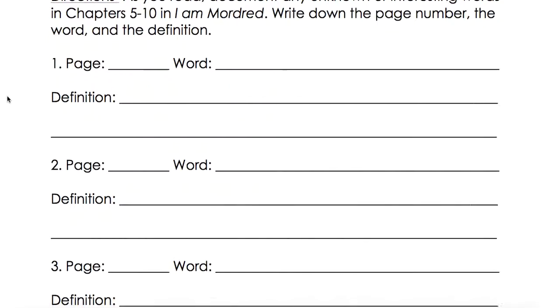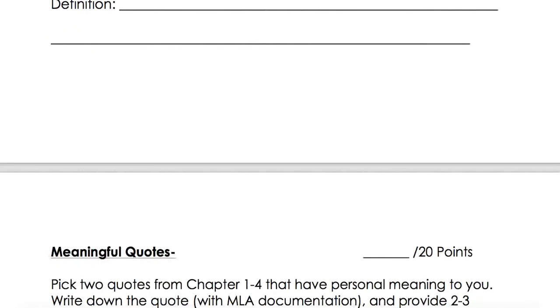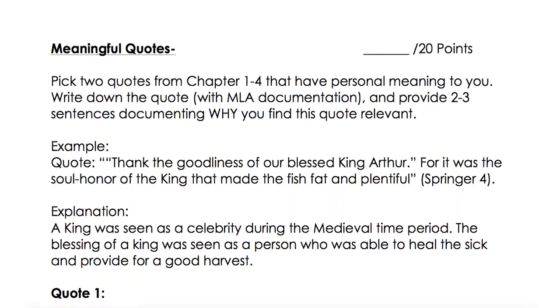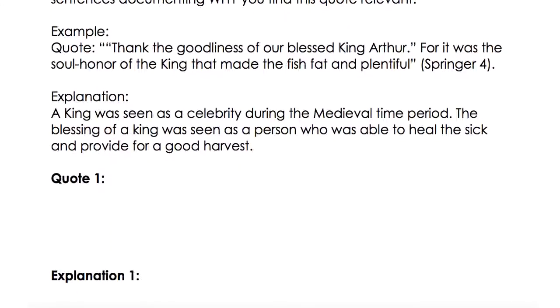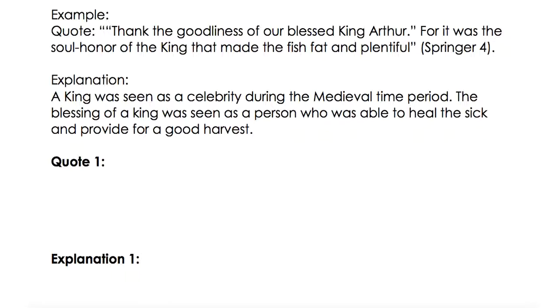Now, as we continue along here, we will then encounter the meaningful quotes component. So in this case here, again, you're looking in chapters 5 through 10, not 1 through 4, and you're going to write down 2 meaningful quotes. So again, you're going to find a quote and you're going to explain why that quote is relevant either to the plot of our story or just something that you thought was really interesting or compelling. Maybe it was the way a character stated their words, or just something that you thought was really interesting that you learned as you were reading.